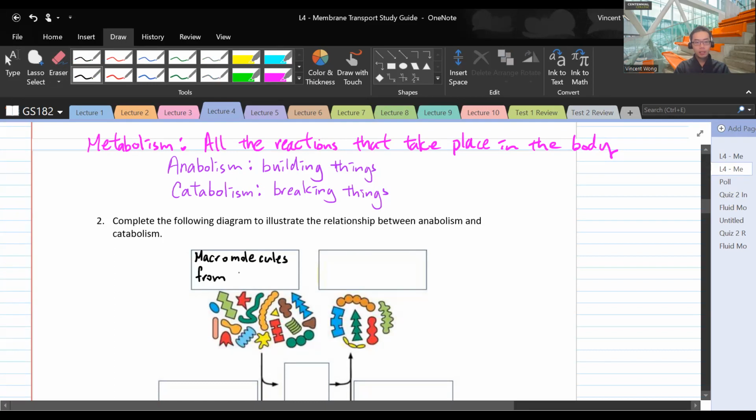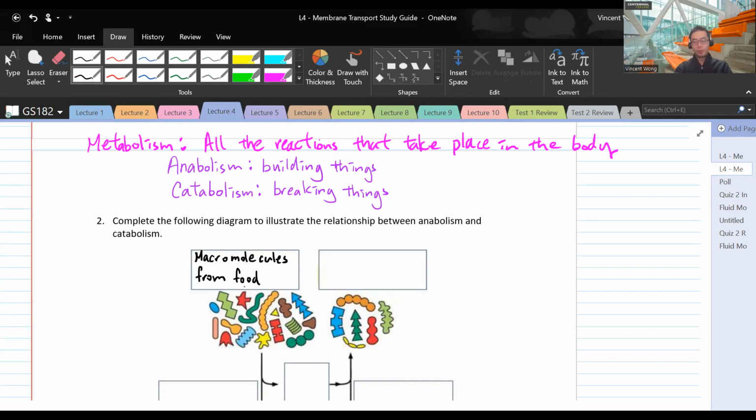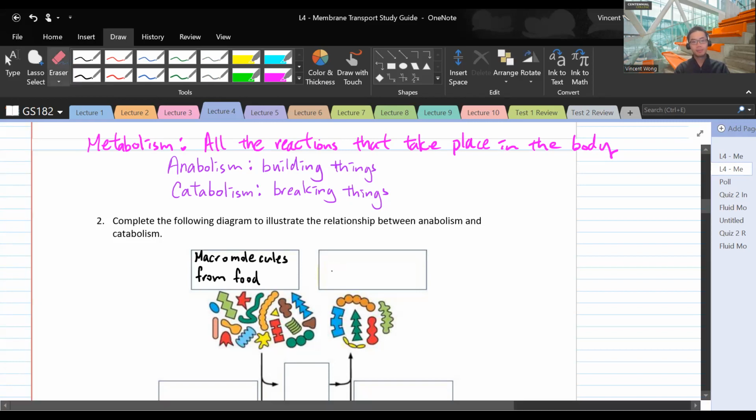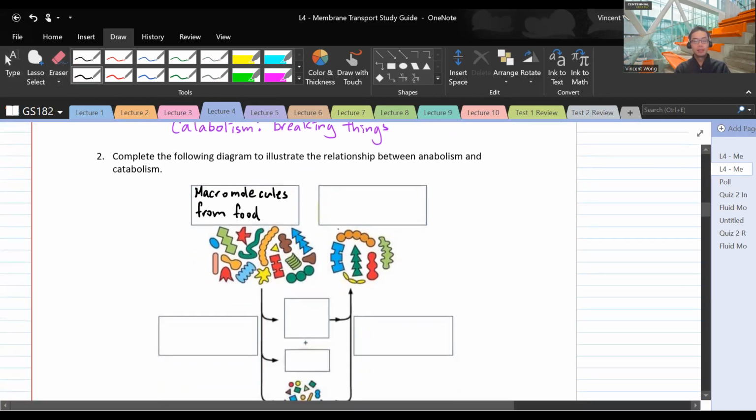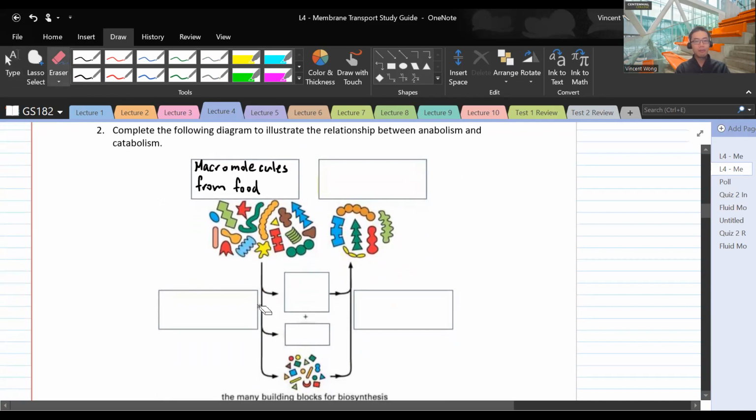Macromolecules from food that we eat. So there might be some proteins, from the meat, from the cheese, from the beans. There will be some lipids, some carbohydrates, and even some nucleic acid. Now, we cannot use these macromolecules as they are, and we must break them down first.